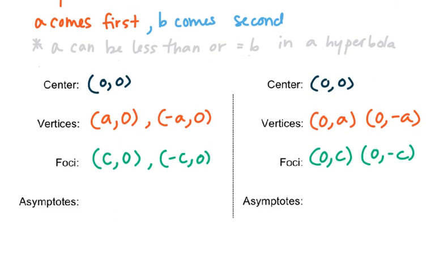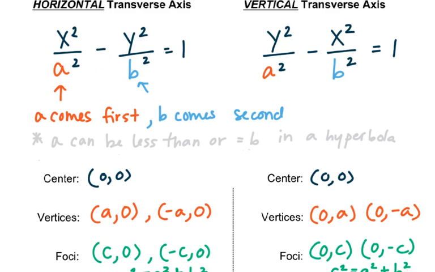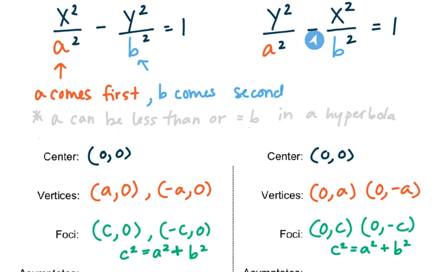And the foci formula, very similar to what we used before: C squared equals A squared, this is important, plus B squared. So C squared equals A squared plus B squared. For an ellipse, the standard form had pluses and the C equation had a minus. But for a hyperbola, it's the opposite. My C equation is going to have the plus and that standard form has the minuses.